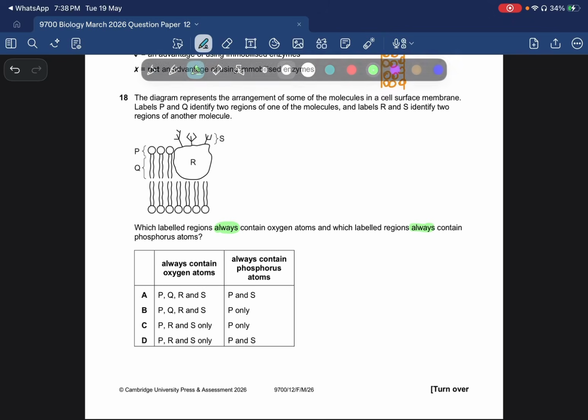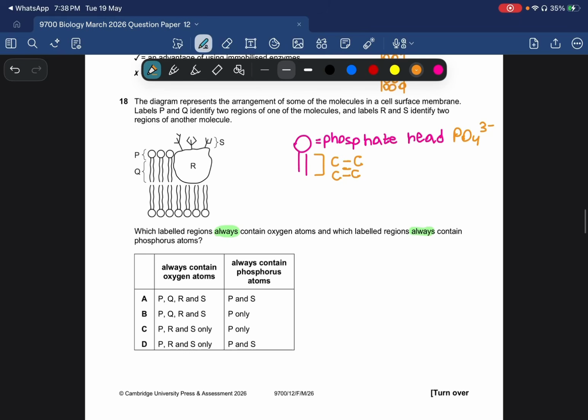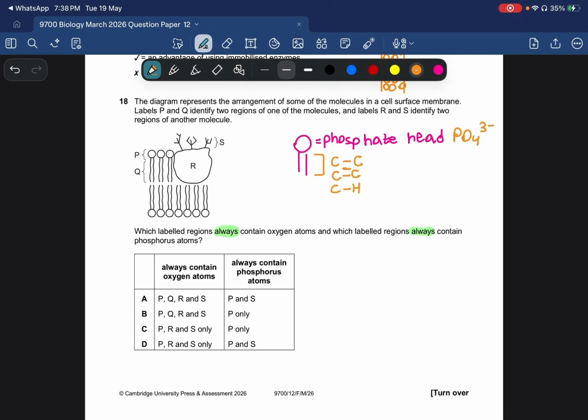Think about it. In a phospholipid molecule, this is what it looks like, right? So you have this phosphate head right here, and this is the polar phosphate head, and the formula for phosphate is PO4 3 minus. And then you have these fatty acid tails, which consist of either carbon-carbon single bond or carbon-carbon double bond or carbon-hydrogen single bonds. So phosphate heads obviously contain phosphorus. So P does contain phosphorus.